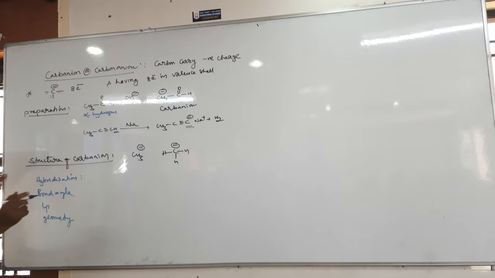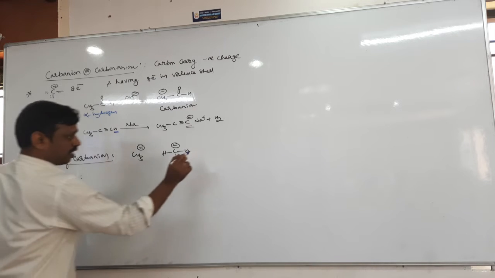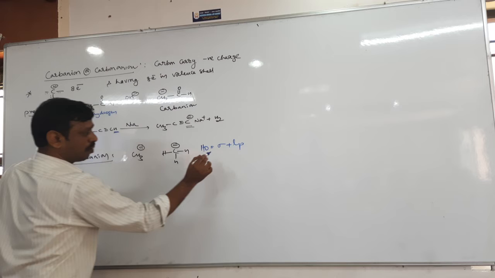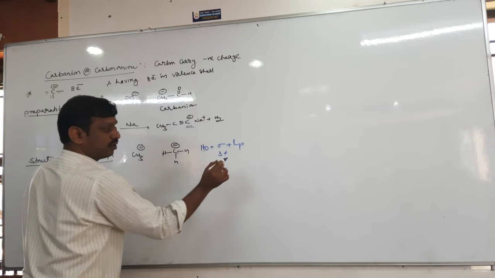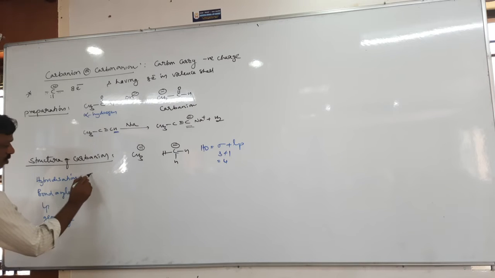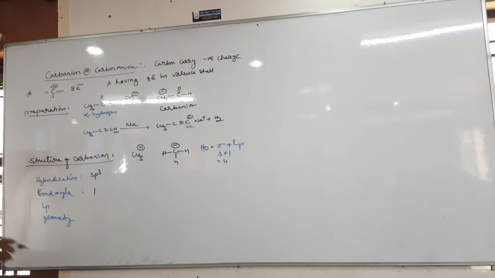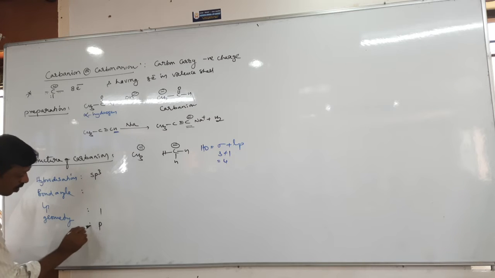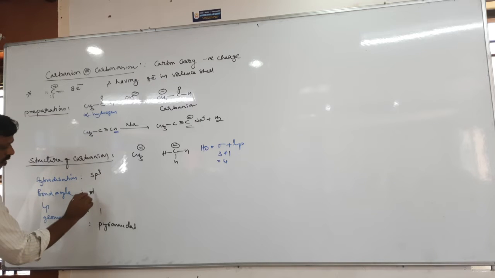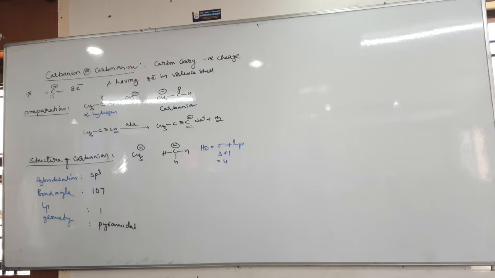So hybridization. What is the formula to calculate the number of hybrid orbitals? The number of hybrid orbitals equals sigma plus lone pair. So there are 3 sigma bonds plus lone pair is 1, so it is 4. It means hybridization is sp3 and lone pair is 1. Do you know the bond angle? Lone pair is 1. Then geometry: sp3 with 1 lone pair is always pyramidal, like ammonia. Its bond angle is also approximately equal to ammonia, 107.